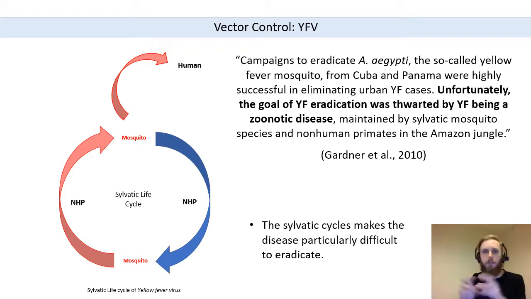You'll see this referred to as the jungle life cycle sometimes. That life cycle is still going on. The virus is still being passed from non-human primates, so it still exists. It can't therefore be eliminated, or so far it's proven very difficult to achieve elimination, and it hasn't been achieved because of this fact.